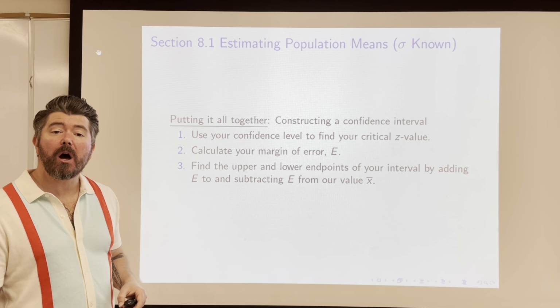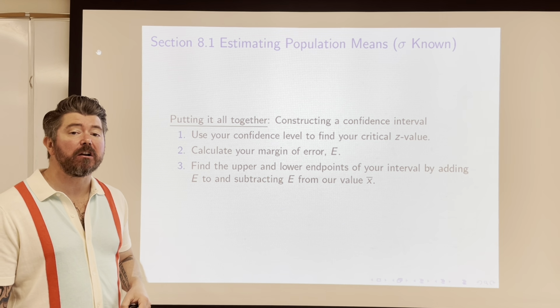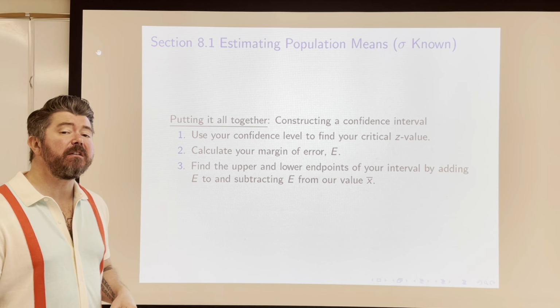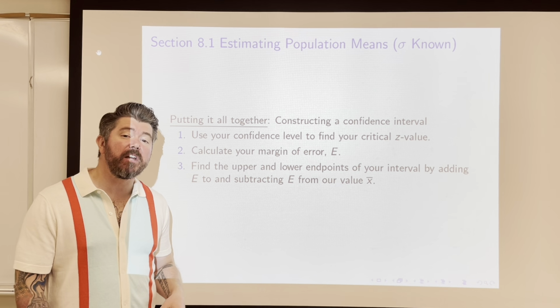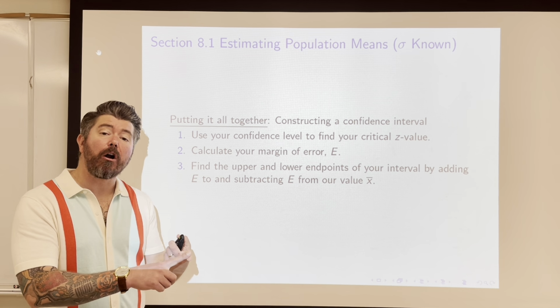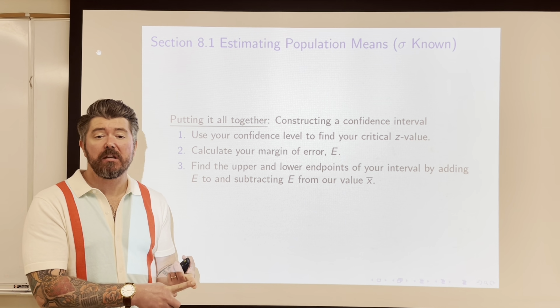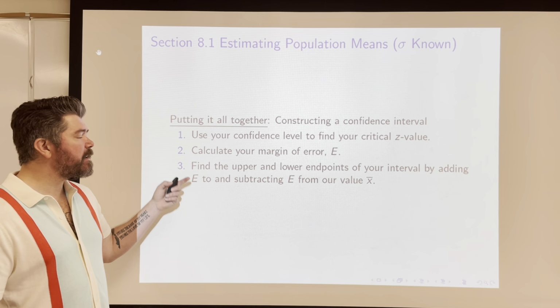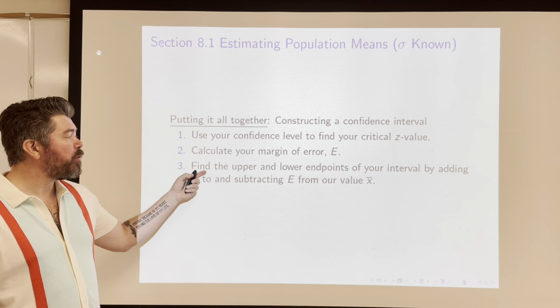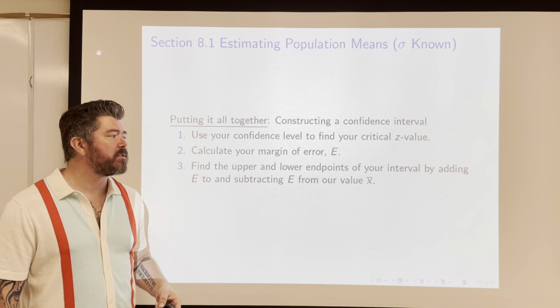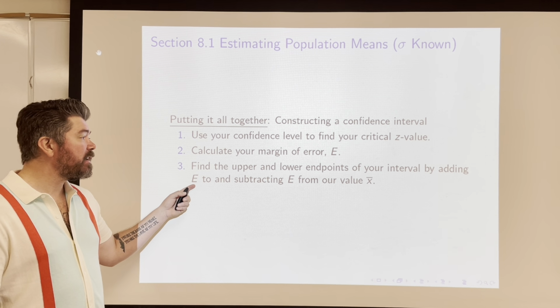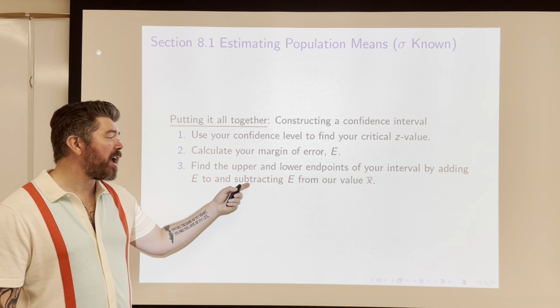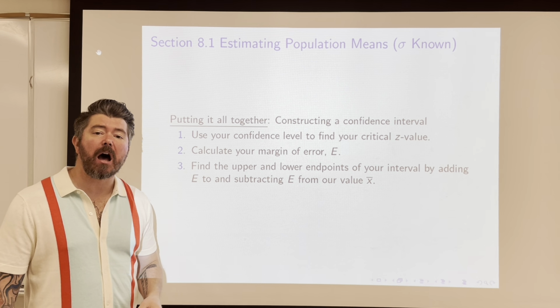Step 2, we want to calculate our margin of error. So we have our critical z-value. Now we need to reread the problem and find our population standard deviation sigma and our sample size n. And then finally, step 3, we find the upper and lower endpoints of your interval by adding E to and subtracting E from our value x bar.